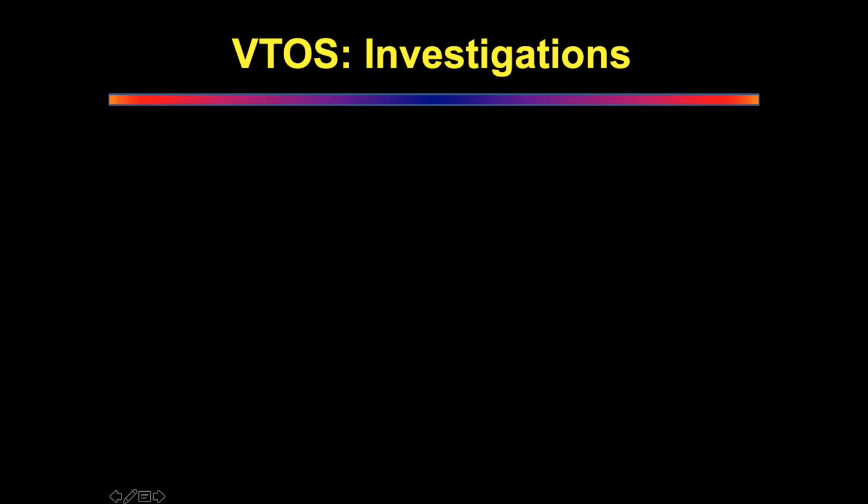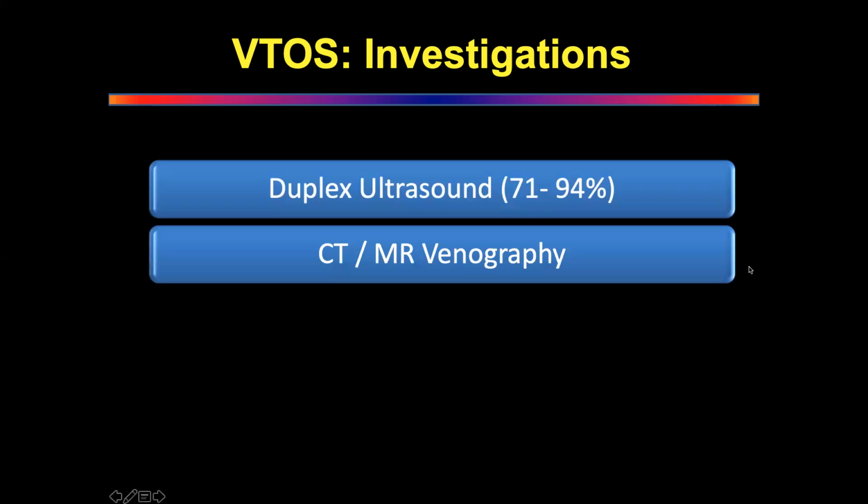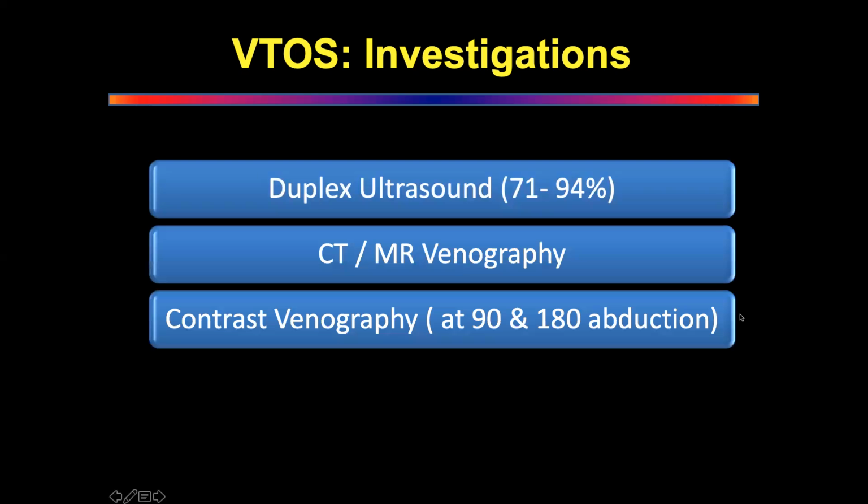Venous Doppler. Doppler is very, very sensitive. So duplex ultrasound is very good for this patient to look for venous engorgement. And then of course you can do CT or MR venography, or you can do contrast venography. The important thing about both MR and CT venography is that you must do it at 90 and 180 degrees abduction. Okay, it's very important. You must do it in the positions that cause the symptoms.